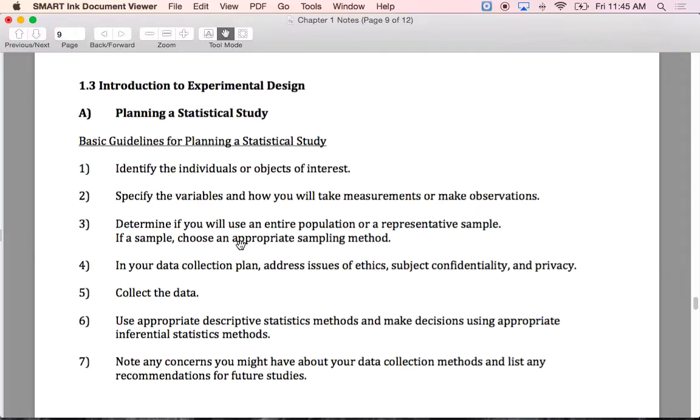We're going to collect the data, use appropriate descriptive statistics, and make decisions using appropriate inferential statistics methods. And then note any concerns you might have about your data collection methods and list any recommendations for future studies. So this is kind of the plan you follow if you're doing a statistical study.